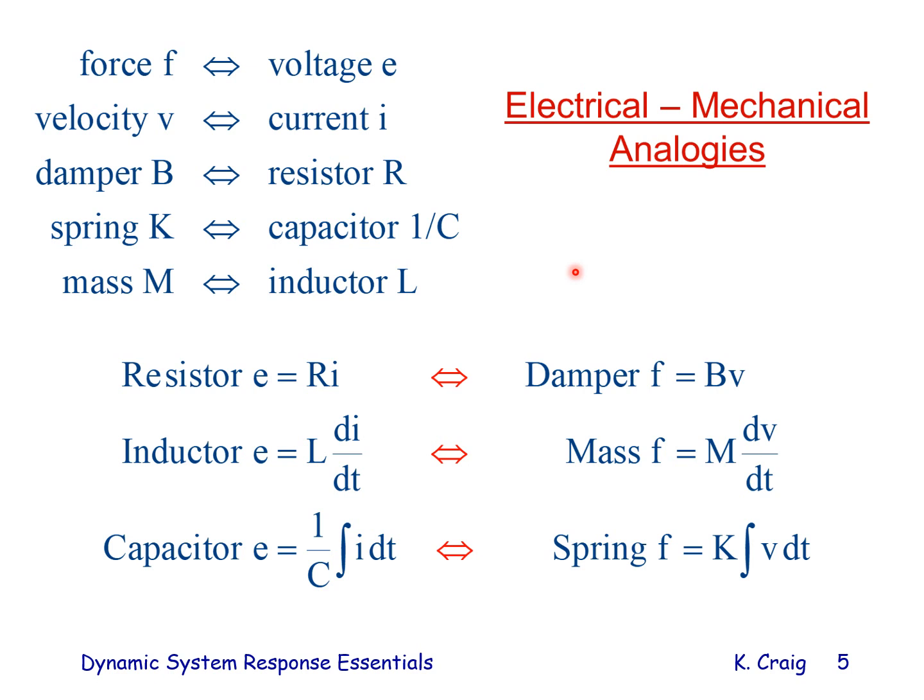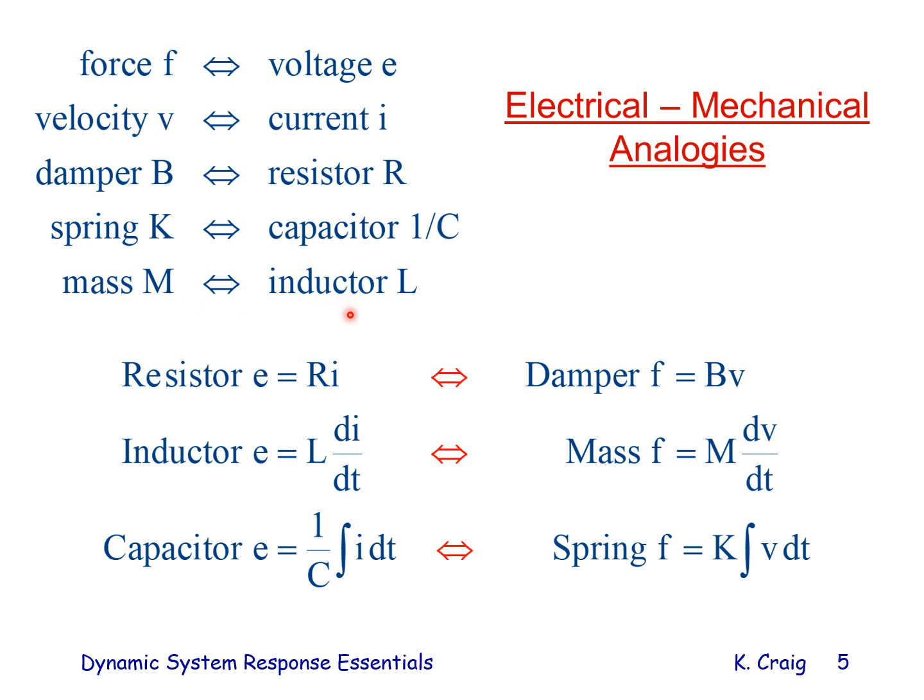Let's review the electrical mechanical analogy. Force is analogous to voltage, velocity to current, the damper to a resistor, the spring to a capacitor. Note that K is analogous to 1 over C, the mass to an inductor.